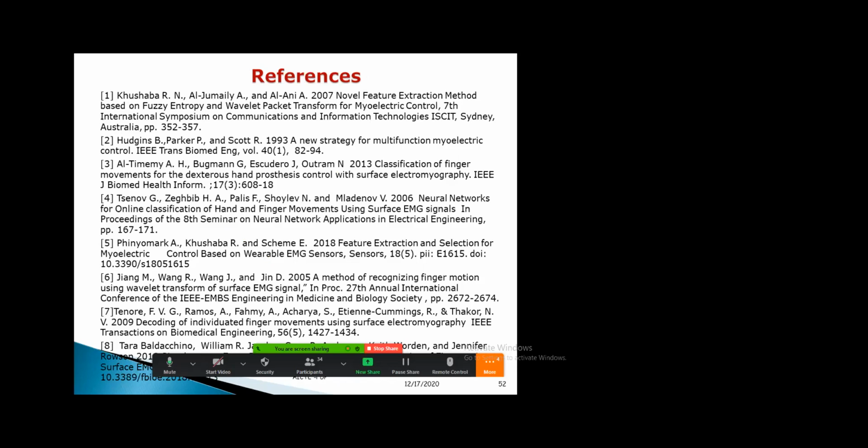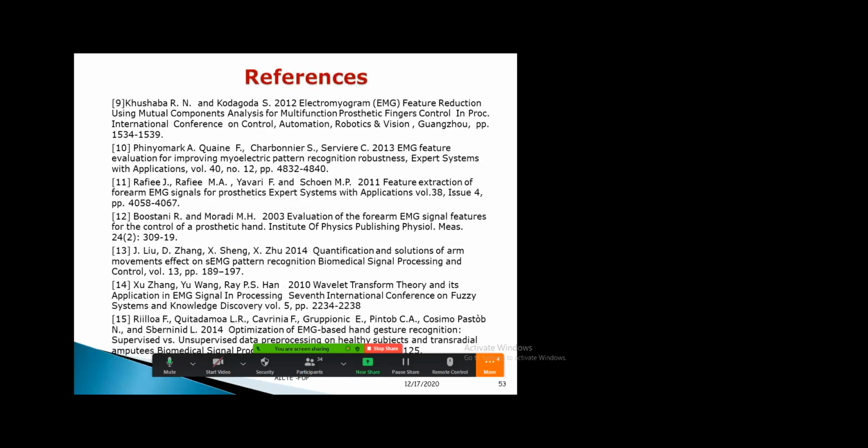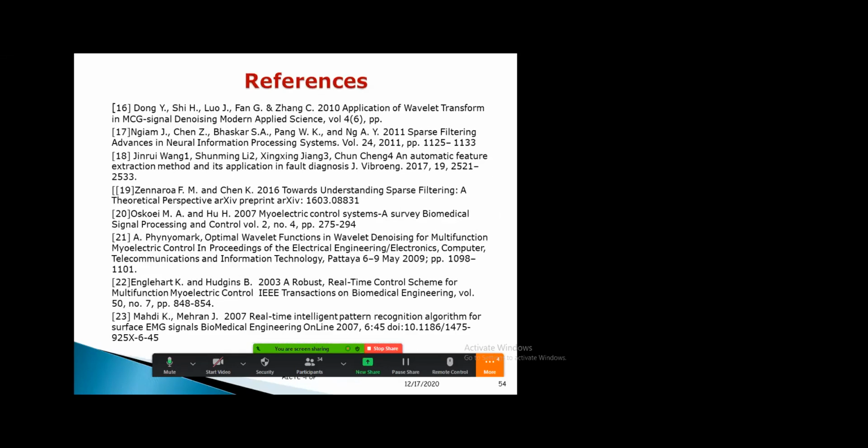Then for sparse filtering, we have a very good paper, which I told you about. This is from Ngiam et al., Sparse Filtering, Advances in Neural Information Processing Systems.